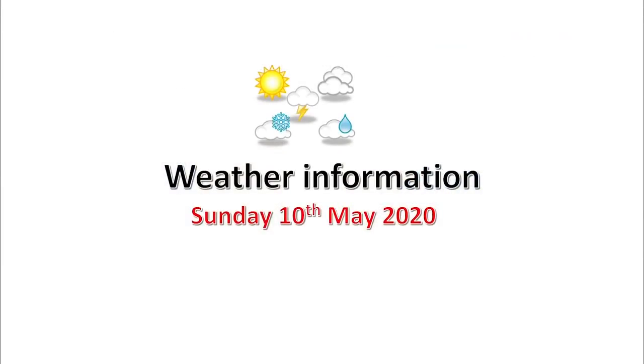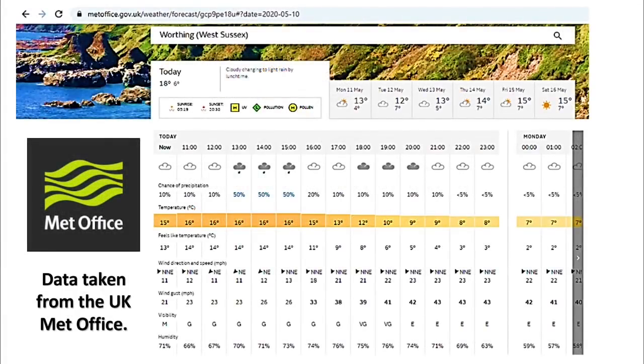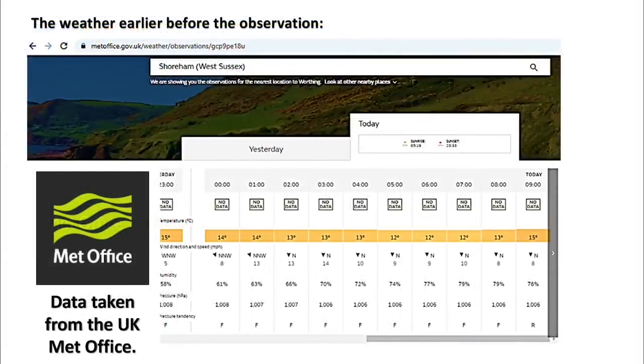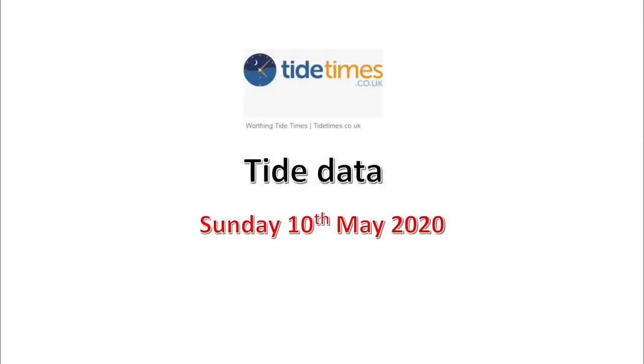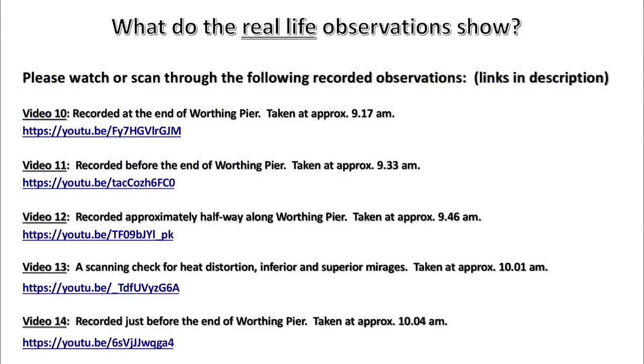Weather information, Sunday, 10th of May, 2020. Tide data, Sunday, 10th of May, 2020. The first low tide of Sunday was at 7:51 a.m. The observations were made between approximately 9:20 and 10:20 a.m., during which time the tide was rising, as can be seen in the videos. What do the real-life observations show?